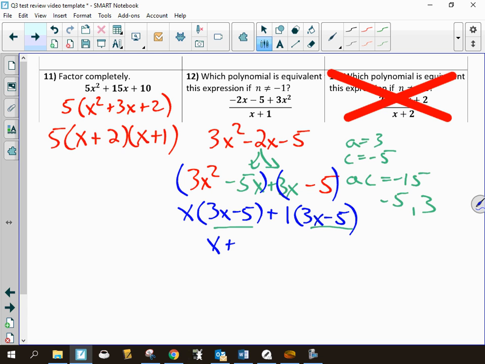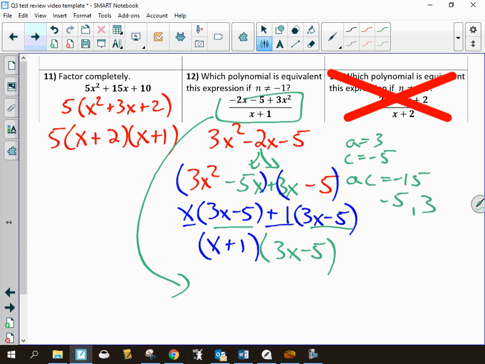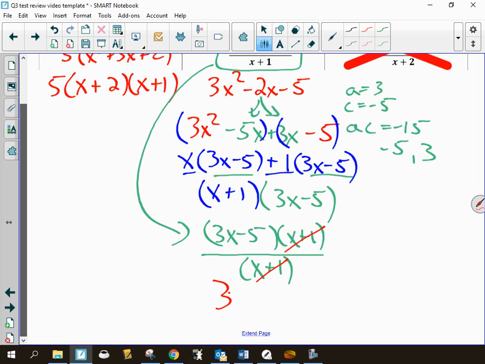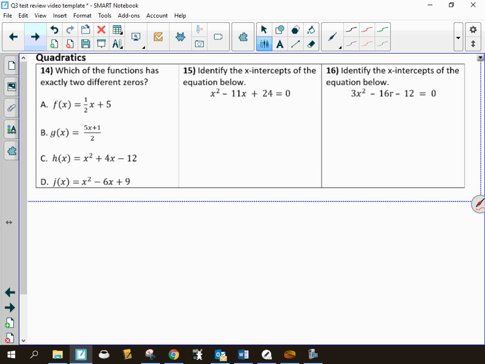And so this will be x plus 1, which are these terms here, and 3x minus 5. So coming back to this original problem, I can write it as 3x minus 5 over x plus 1 times x plus 1 over x plus 1. Here, the x plus 1's cancel, and so my final answer is 3x minus 5. Once again, that was probably one of the hardest problems on the review.